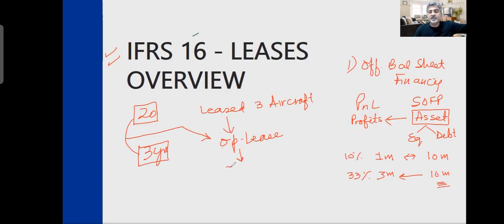They are paying rental, which is, let's suppose, 1 million or 2 million or 3 million per year. And the aircrafts start operations, they start their flights, and the revenue starts coming in. The profits start adding up, but nothing goes to the balance sheet. So this is what you call off balance sheet financing.